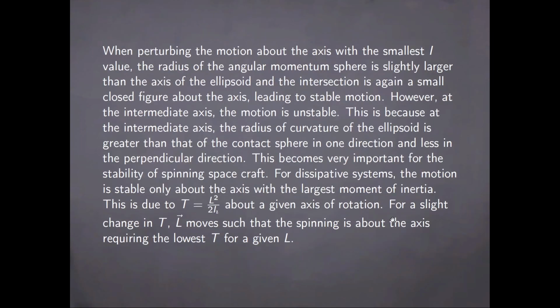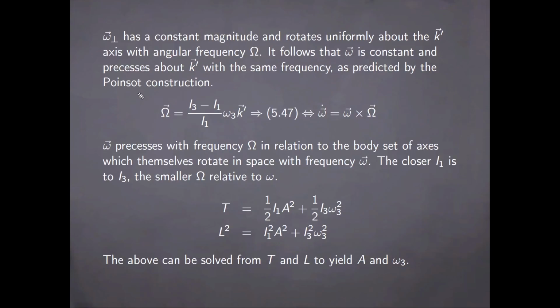So this vector has a constant magnitude and rotates uniformly about the symmetry axis with angular frequency capital omega. It follows then that the angular velocity itself is constant, due to the fact that the parallel component to the symmetry axis is also constant, as we have just seen. So the angular velocity itself is conserved, and it precesses about the symmetry axis with the same frequency, the one shown here, as predicted by the Poinsot construction.